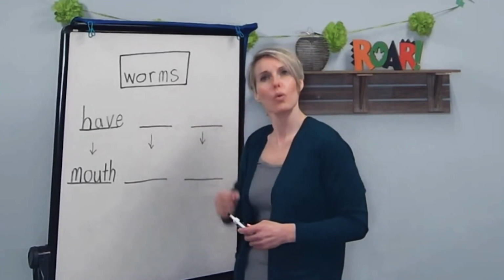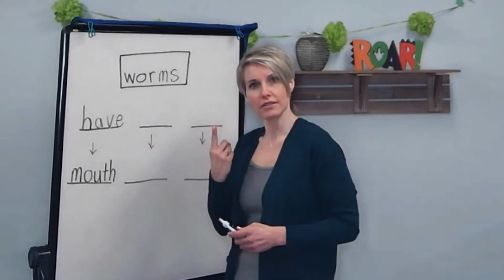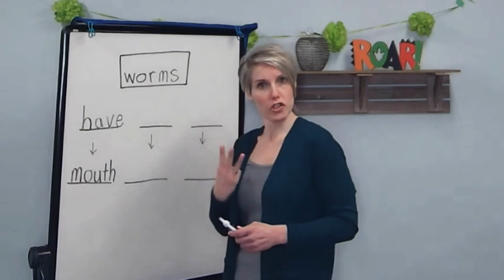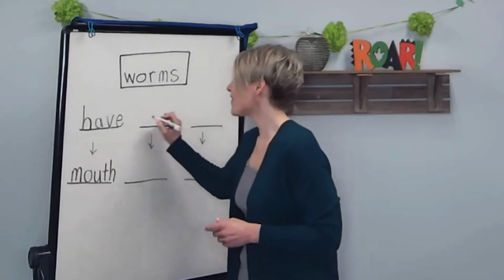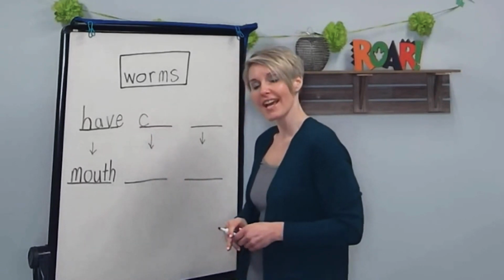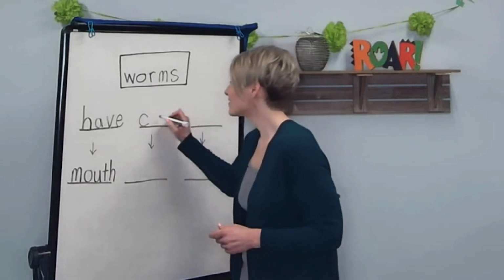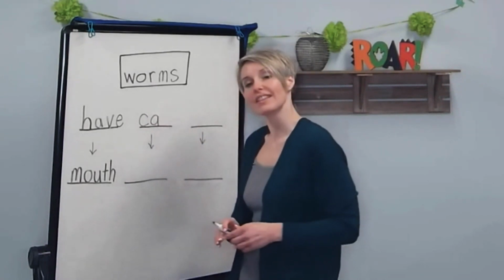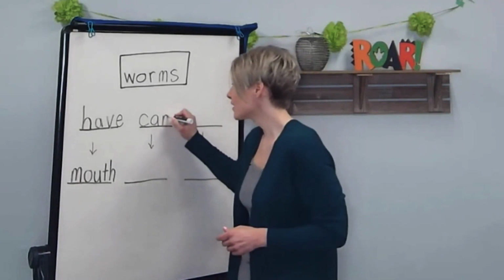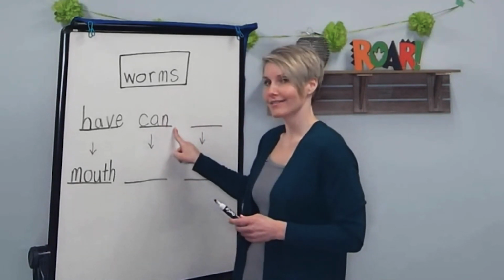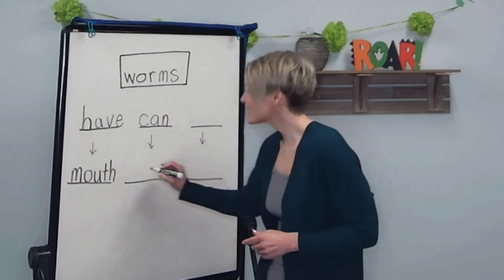Let's think about it. What's the first sound in the word can? K. 3 sounds, right? The first sound was k. That's C. The second sound was, that's A. And the last sound was, that's N. Worms can wiggle. Do you remember how we wiggle? That's right. Let's write wiggle.